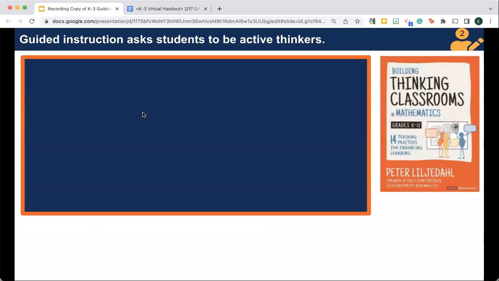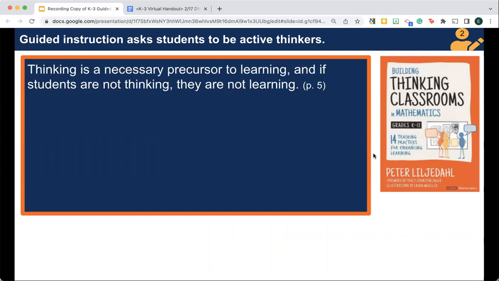The book that you see on the right by Peter Liljedahl, called Building Thinking Classrooms in Mathematics, is an incredibly powerful book that is grounded in years and years and years of his research into how to get the most impactful learning for all students. Here are some quotes from the book that we found to be particularly impactful to us.